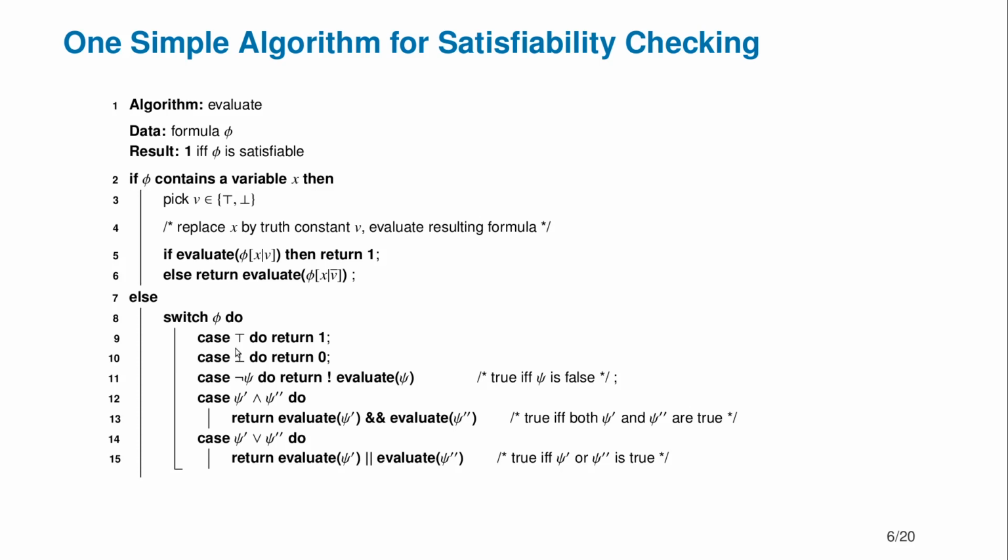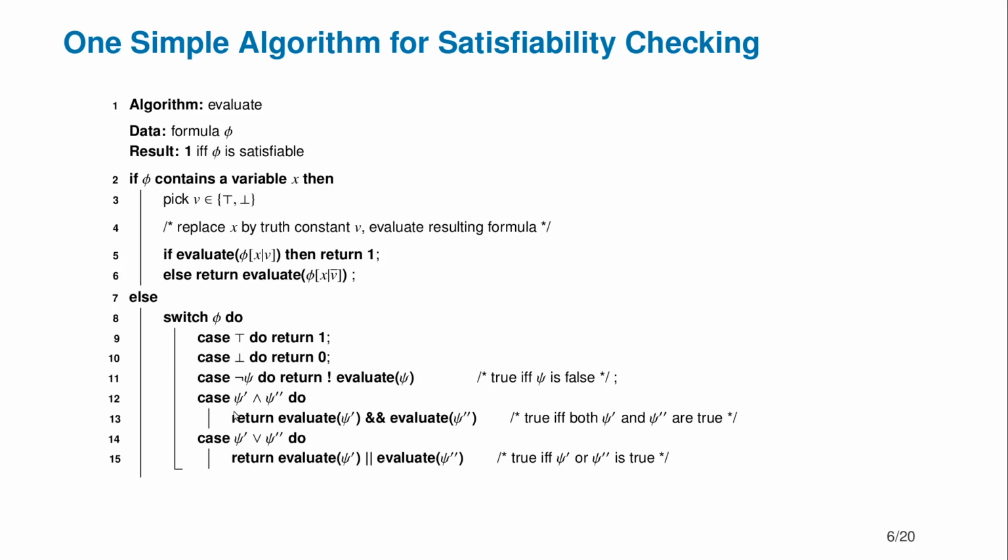If the formula is simply top, it returns true. If it's bottom, then it returns false. If the formula is a formula not psi, then it evaluates psi and negates the returned value. So if psi is true, then not psi is false. If psi is true, then evaluate psi returns true, and the negation gives us false. And the other case is similar.